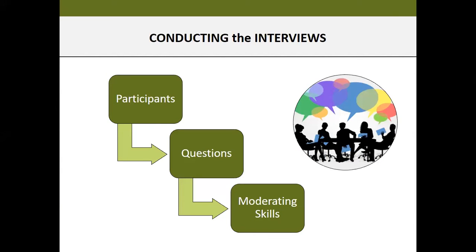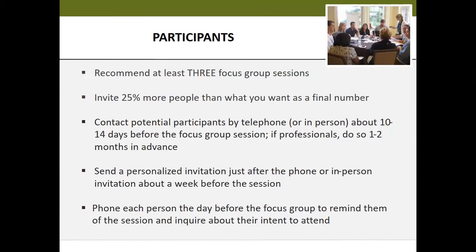So what I want to talk about now is the interviews, and talk about the participants, the questions, and then the moderating skills. Who should be invited? Well, we recommend, as I said earlier, at least 3 focus group sessions, and you want to invite about 25% more people than what you'd ideally like to have as a final number. And as you know, that's because last things happen.